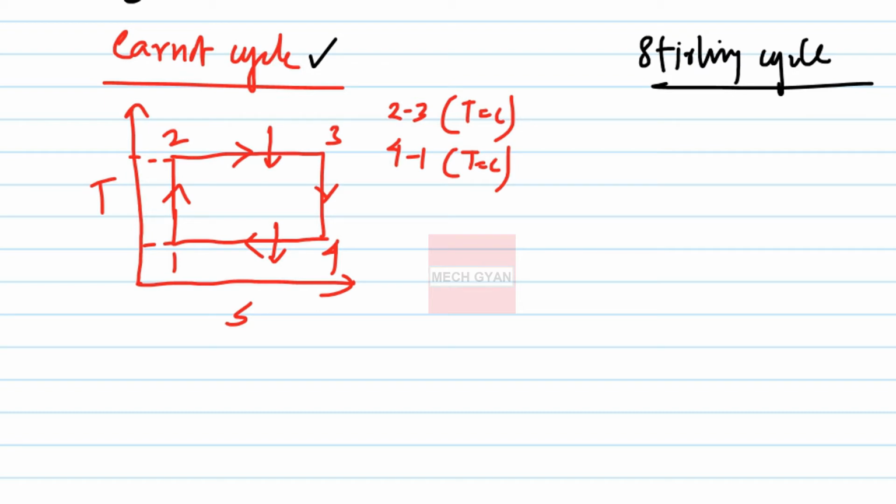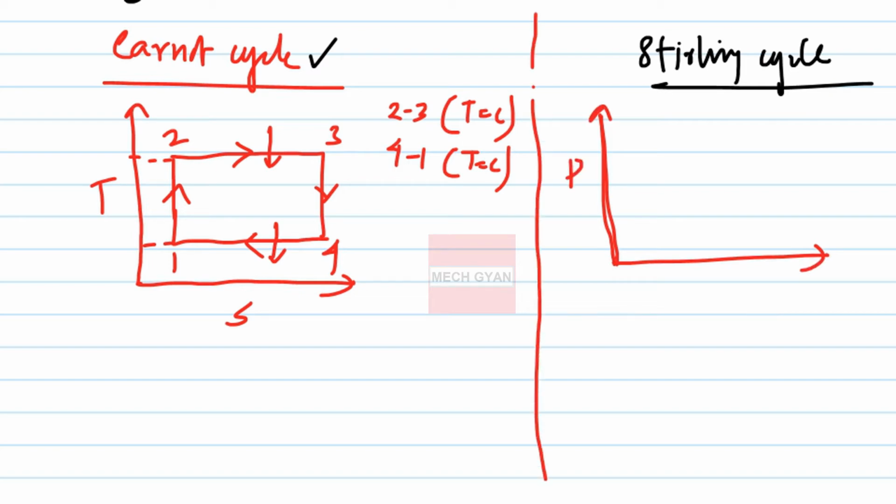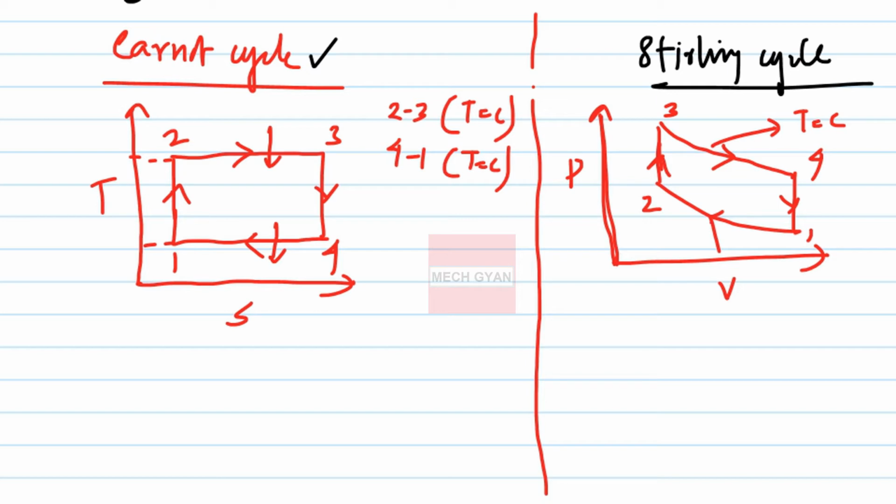Now let's study the Stirling cycle. In the Stirling cycle, it looks similar to the Otto cycle. This is P and V, with points 1, 2, 3 and 4. Here 3 to 4 is a constant temperature process, and 1 to 2 is also a constant temperature process.